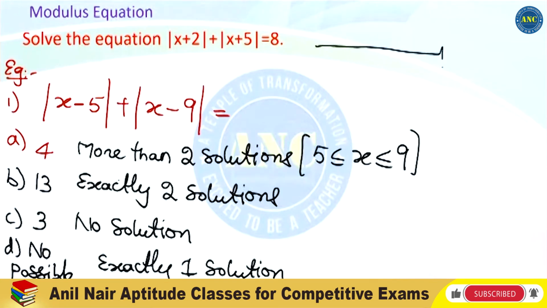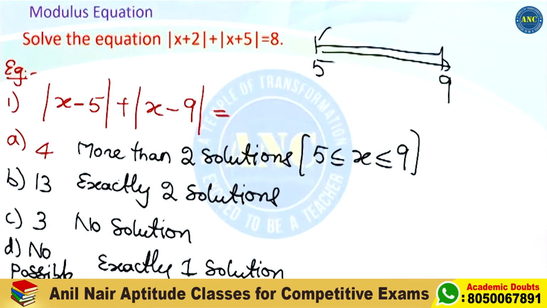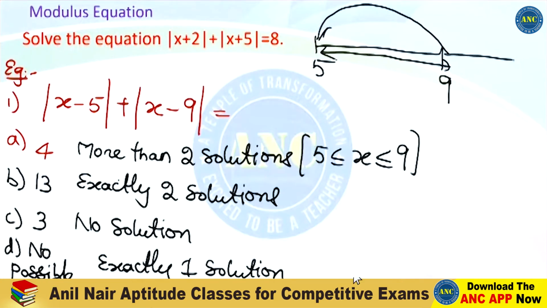See here, think logically on a number line. If it is 5 and 9, this gap is 4. So at any point from 5 to 9, I will get the distance as 4. What if it is beyond 4? Beyond 4, for example 13, I get 2 solutions. If the right hand side is less than the distance, there is no solution. Exactly one solution is not possible.